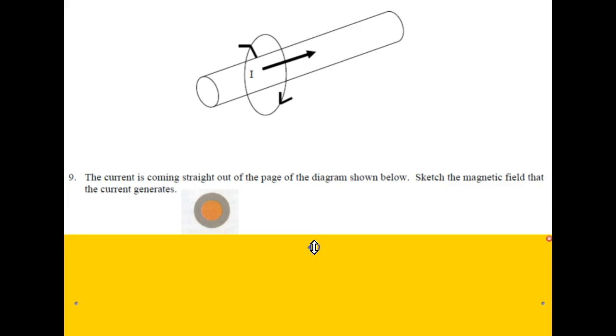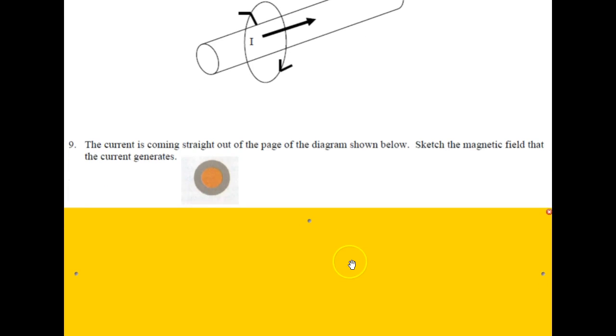And number 9. The current is coming straight out of the page in the diagram below. Sketch the magnetic field that the current generates. Again, if this is conventional current, using the appropriate hand rule, you'd take your thumb and point it out of the page on your right hand.